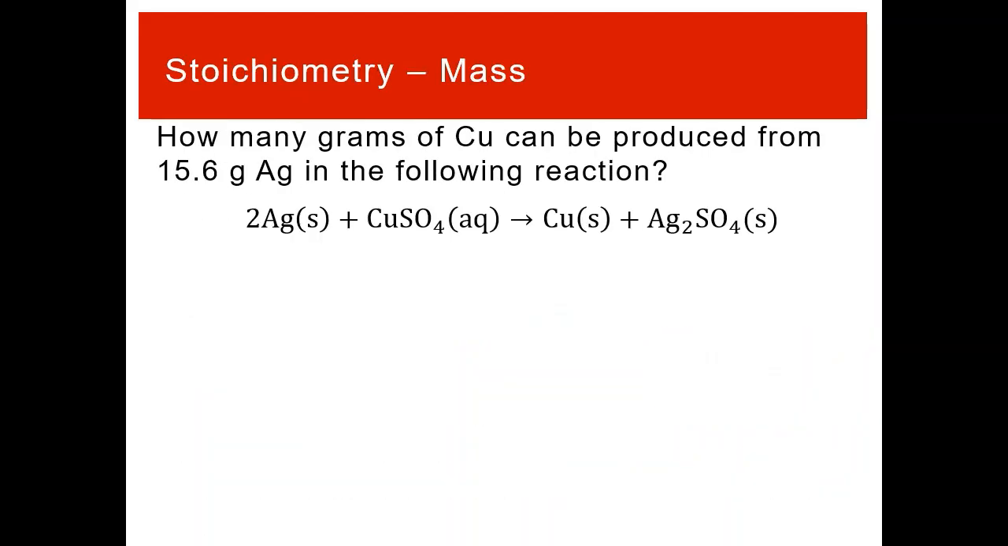How many grams of copper can be produced from 15.6 grams of silver in the following reaction? 2Ag plus CuSO4 becomes Cu plus Ag2SO4. So if we start by asking what do we want, it is going to be grams of copper.